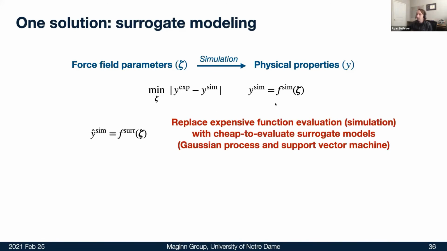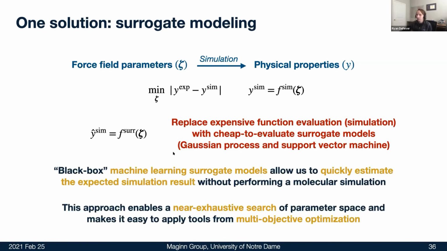So what we're going to do is we're going to replace this expensive function evaluation with a cheap to evaluate surrogate model, which also maps from the force field parameter zeta to a predicted simulation output. So effectively what the surrogate model does is predicts what the simulation would give if we ran the simulation without ever running the simulation. And we're going to do this with Gaussian process models and support vector machines. So we're going to use these black box surrogate models to quickly estimate the expected simulation result without ever doing the simulation. And the benefit of this approach is that it enables a near exhaustive search of parameter space. And it also happens to make it easy to apply tools for multi-objective optimization. So it kind of solves the multi-objective problem as well.